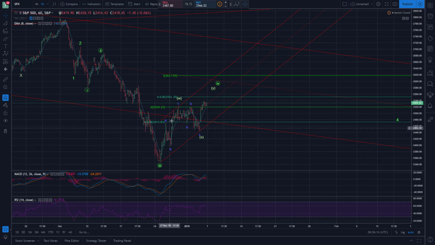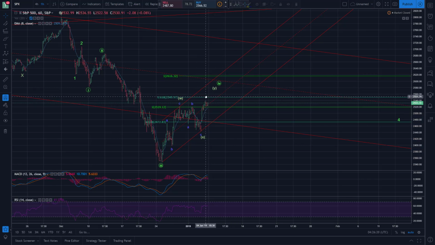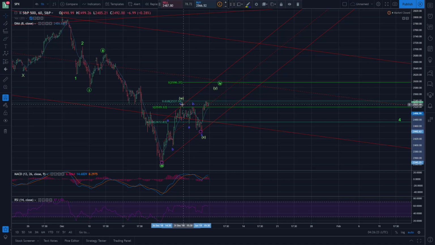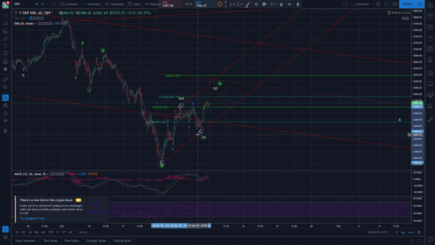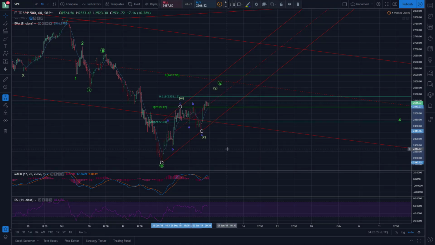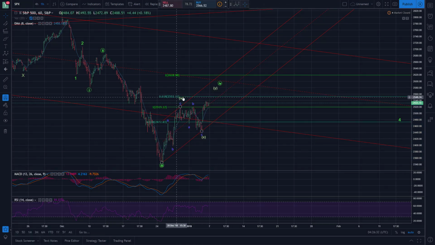But currently, we still appear to have some sort of corrective rally that's incomplete underway. I highlighted a couple relationships here, and just bear with me. So the W-X-Y: we have the 618 relationship between W and Y projected off of the X termination point. That would come in at 2552.12. That's fairly close to current levels, maybe 20 points or so away from the current levels.